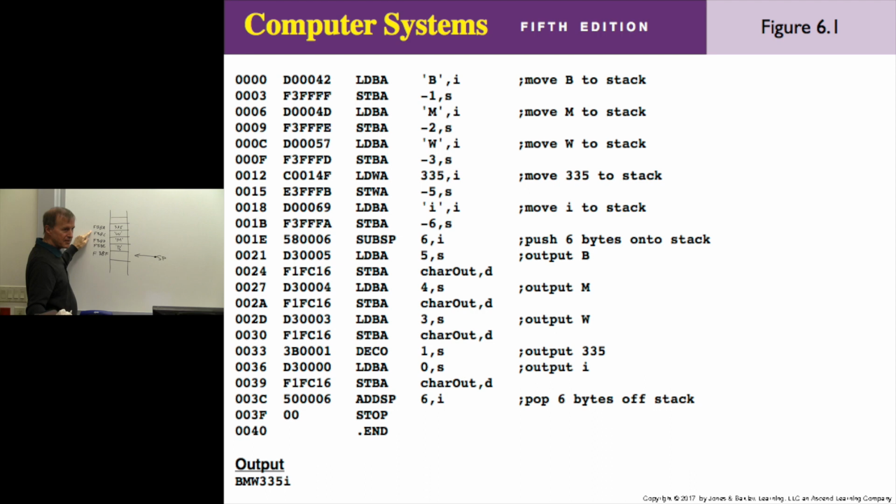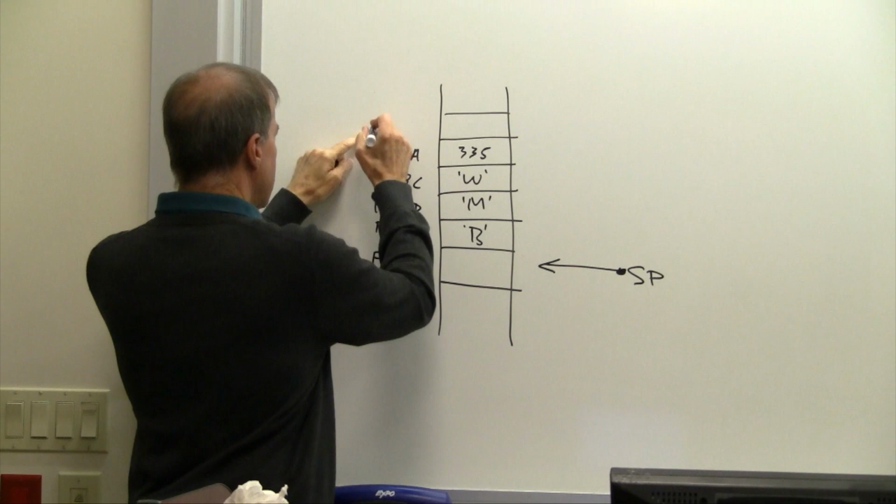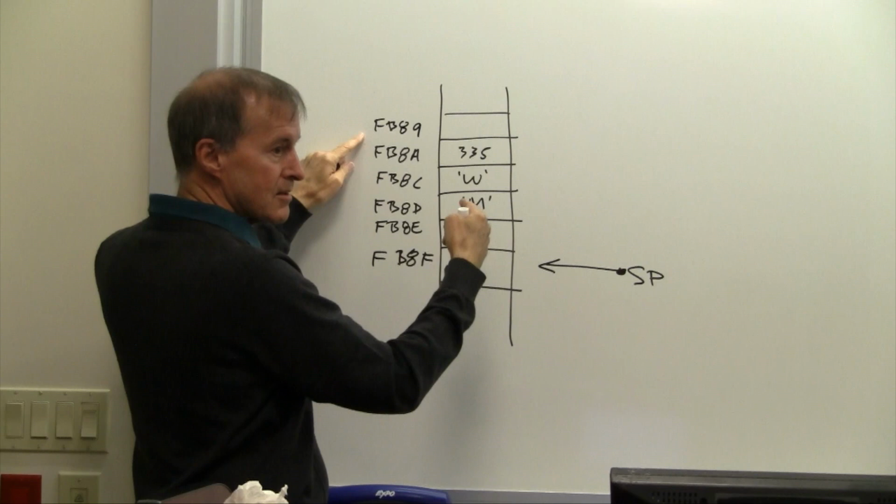And then what's the next one? Store byte accumulator what? I, and then at what? Minus 6, so this would be what? It'd be a what? 8 what? 9, right? One less, are you with me? And that's where the I is going to be. Is everybody clear on this?